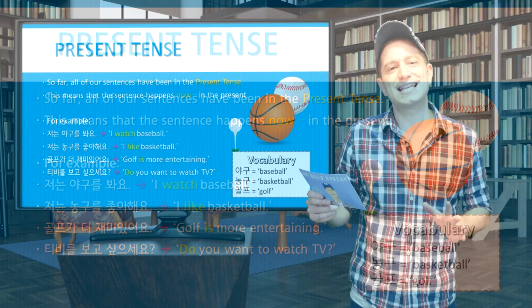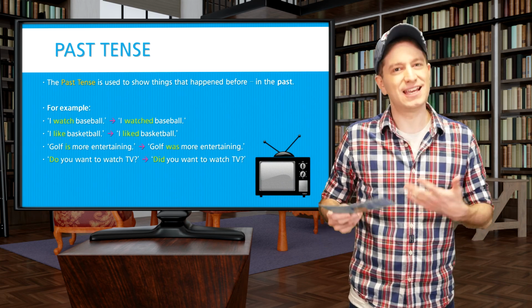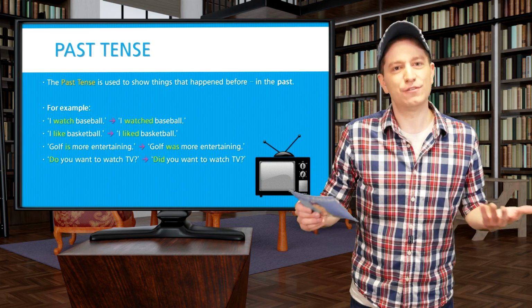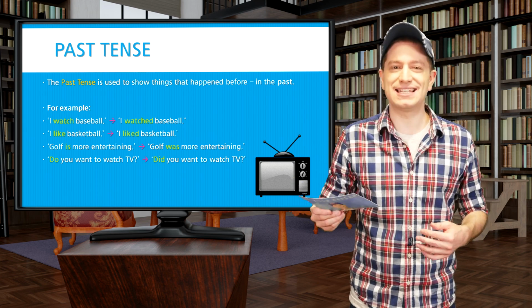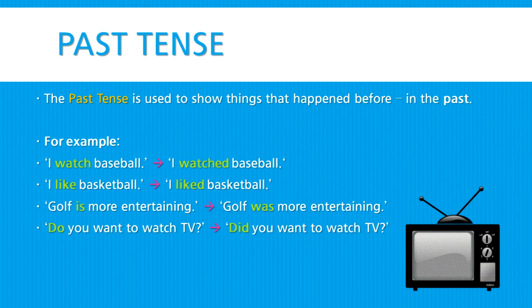The past tense, however, is used to show things that happened in, well, the past. Things that have already happened. For example, you could change the sentence, I watch baseball, to become, I watched baseball. Or I like basketball becoming, I liked basketball. Golf is more entertaining could become, golf was more entertaining. And do you want to watch TV could become, did you want to watch TV?